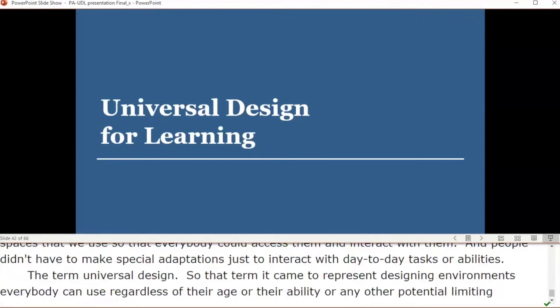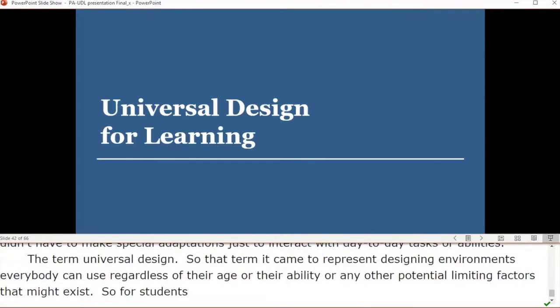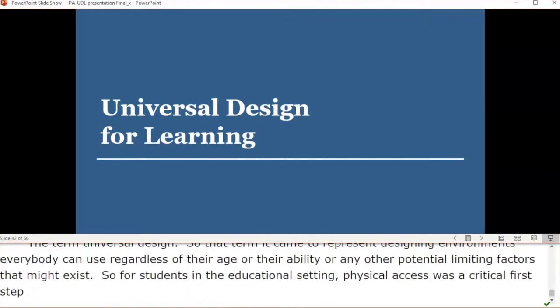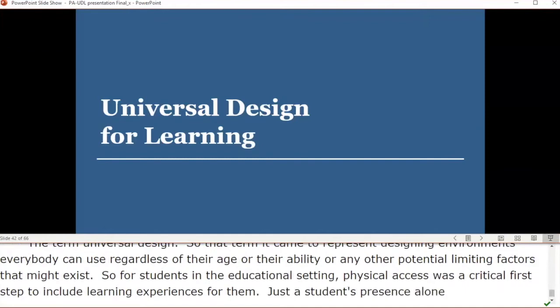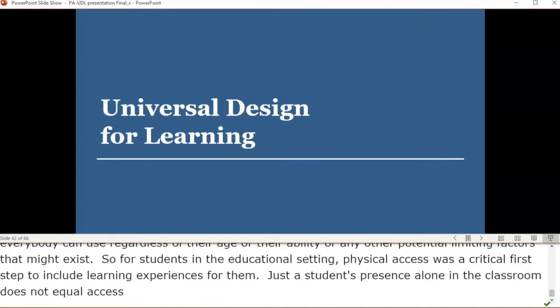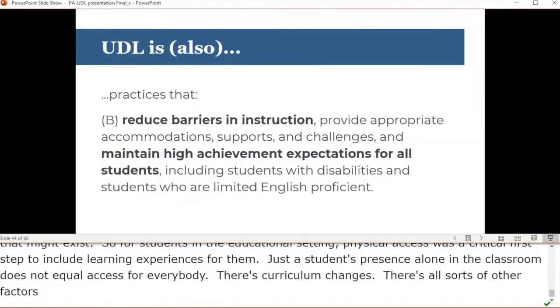So for students in the educational setting, physical access was a critical first step to include learning experiences for them. But just a student's presence alone in the classroom does not equal access for everybody. There's curriculum changes. There's all sorts of other factors that go into ensuring people can benefit from the learning experiences.